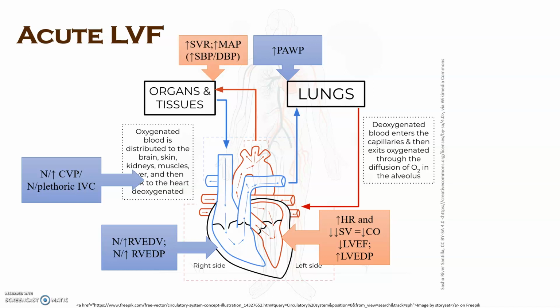On the downside, so on the afterload side of the left ventricle, the decreased cardiac output leads to an increase in systemic vascular resistance, which then leads to an increase in mean arterial pressure, both an increase in systolic and diastolic pressures. This affects blood flow regionally. So we try to preserve our heart, lung, brain circulation at the expense of non-essential systems such as the muscles, skin, and the splanchnic circulation.